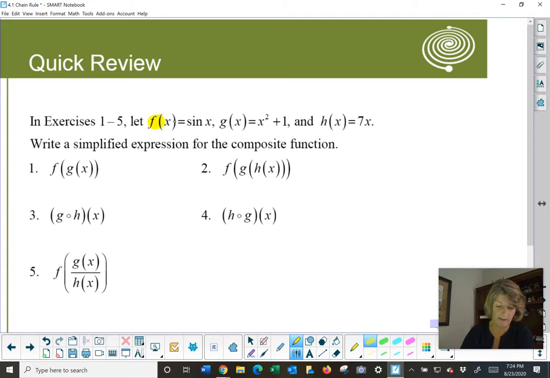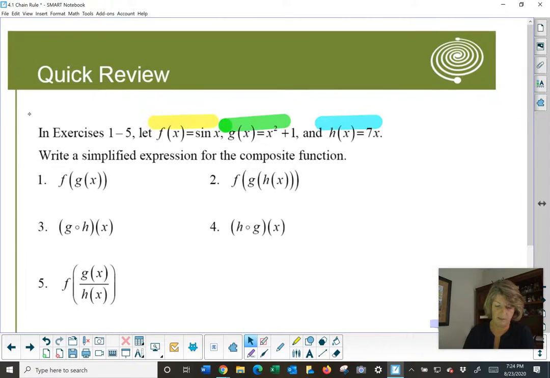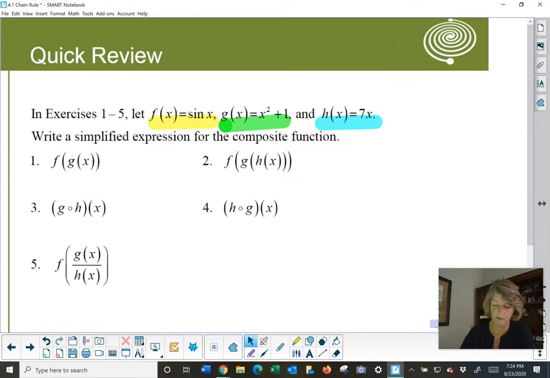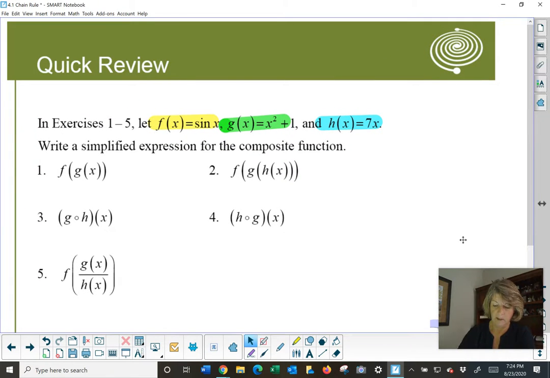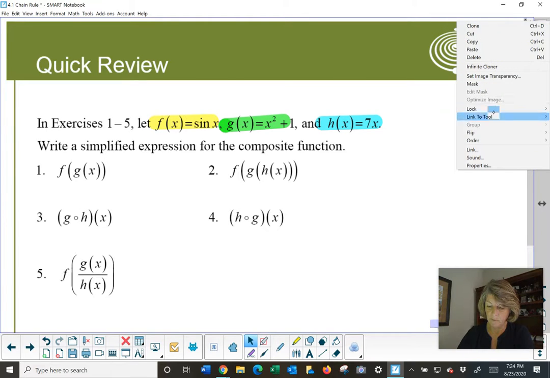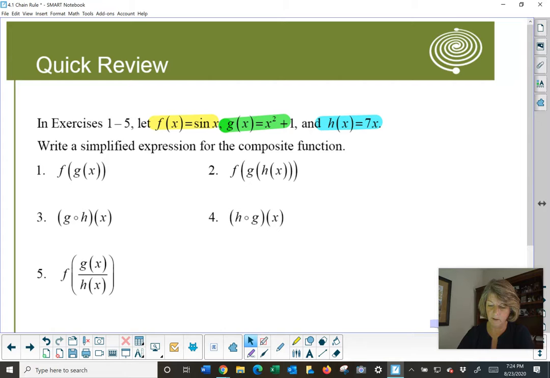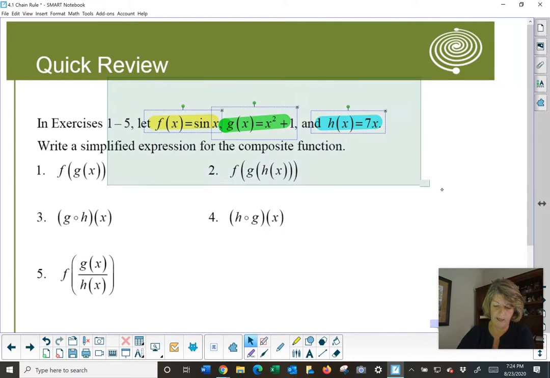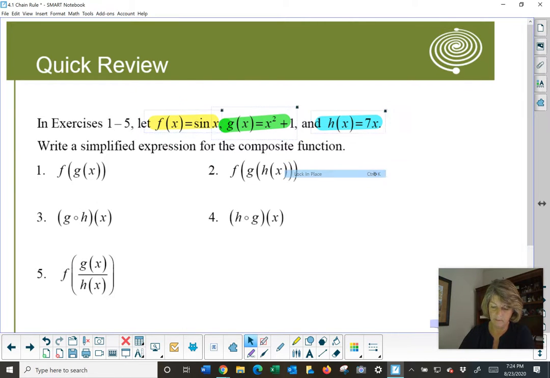So I'm just going to highlight, there's my f of x function, my g of x function, and the h of x function. I want to try and lock this down. Why don't you work on problem 1, and then let's compare what we get for answers as well. All right, I am ready to go.